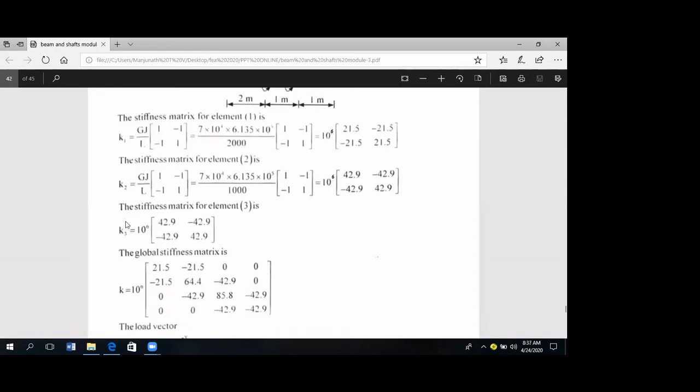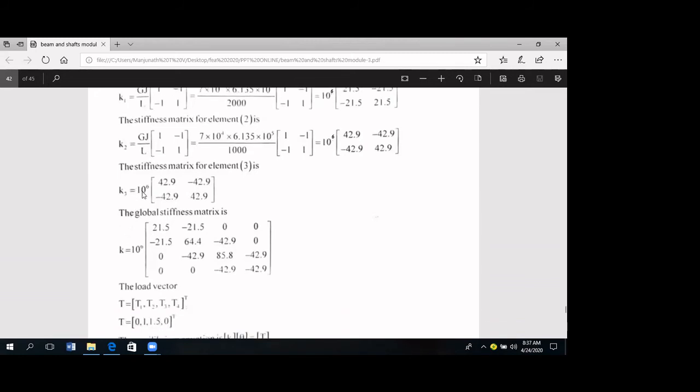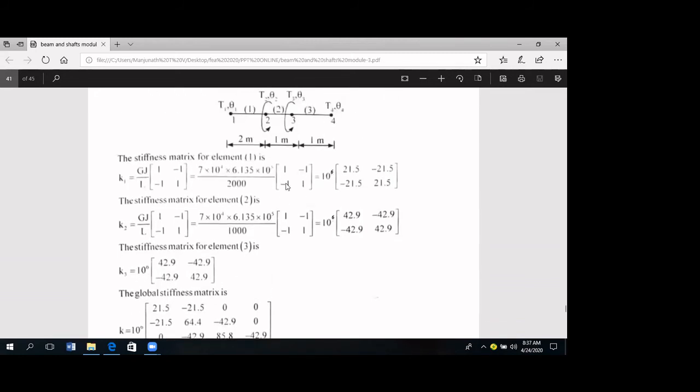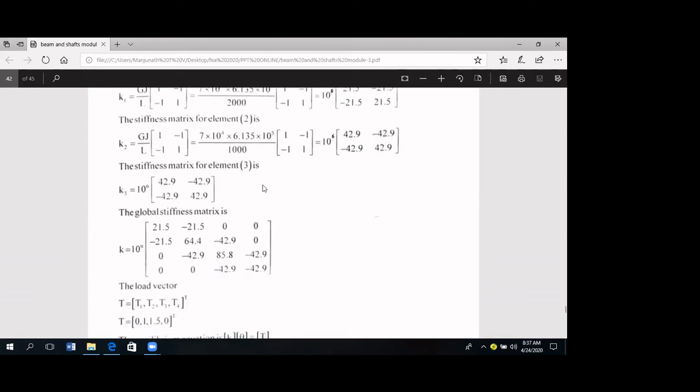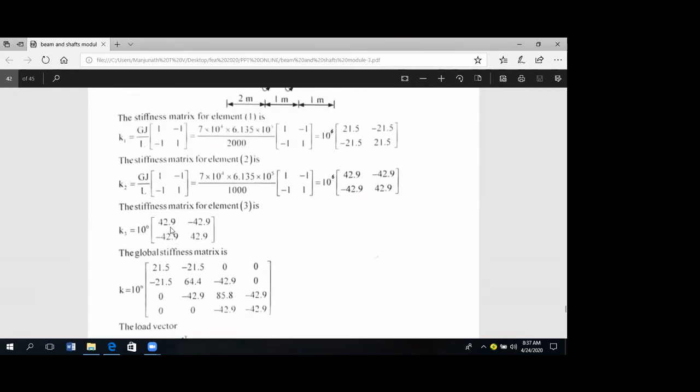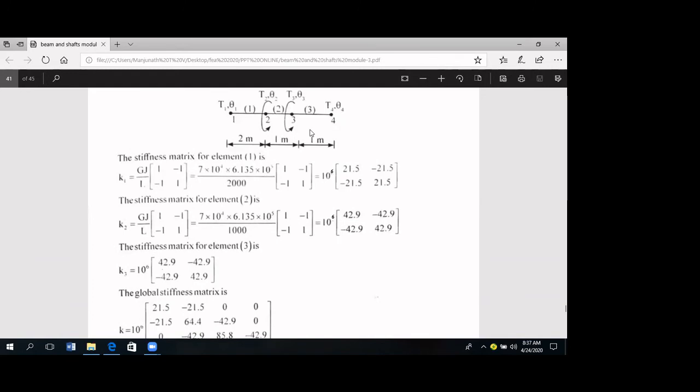Similarly the stiffness matrix for element number 3, K3, is equal to 10 to the power of 6. Because the GJ value is the same for element number 3 also, and the length of the element is also 1 meter, whatever value we got for element number 2, we get the same for element number 3. So directly we write 10 to the power of 6 times 42.9, -42.9, -42.9, 42.9. This is how we get K1, K2, K3 for the three elements.